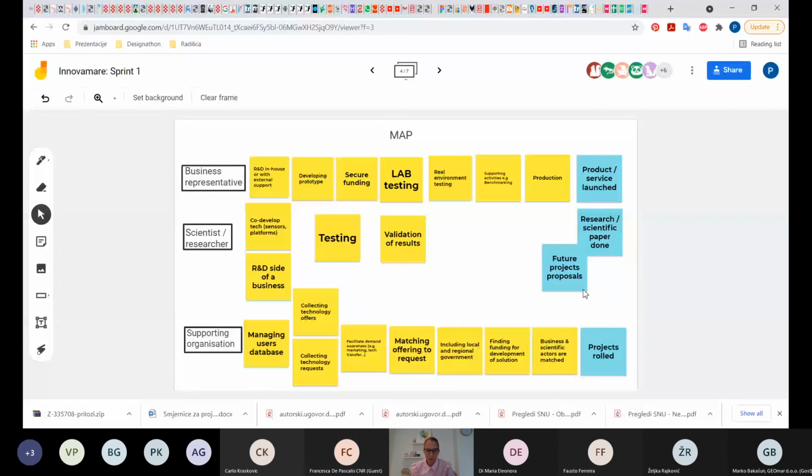Okay. So does this map look right at the moment? Okay. So now it's 2 minutes before the break. So for now we will leave the map like this.